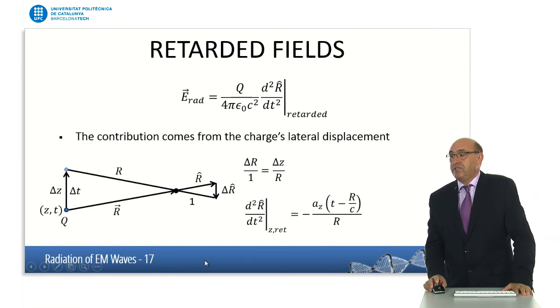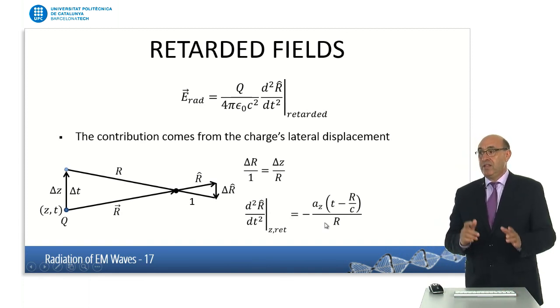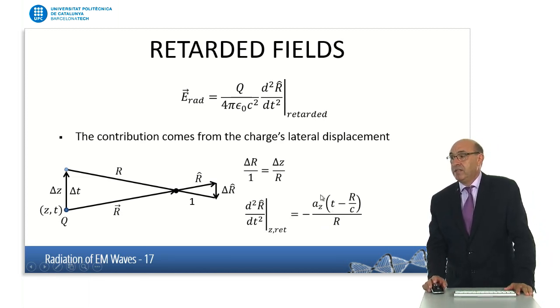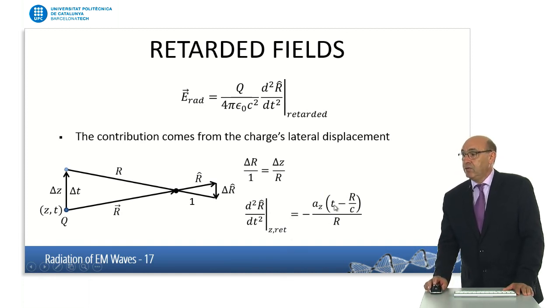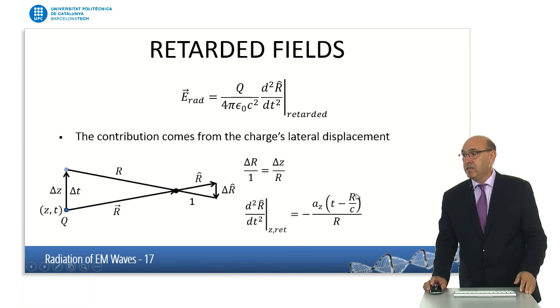But the most important thing is that this field falls off like 1 over r, inversely proportional to the distance, not to the square of the distance as before. And this is just the basic term. Now, if you look at the bracket, this is related to the retarded term here. The meaning of this is that we calculate this value not at time t, but at the previous time, which is t minus the travel time of going from here to here, which is r divided by c.